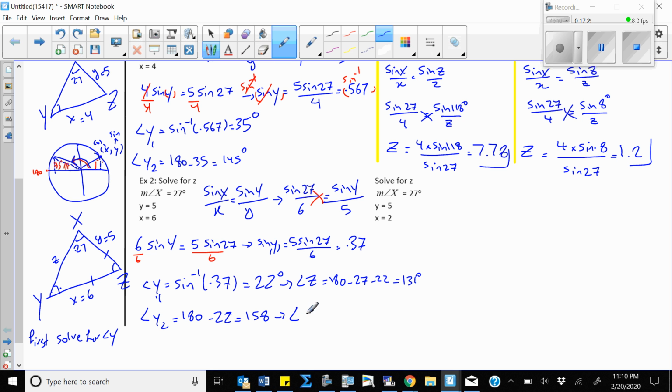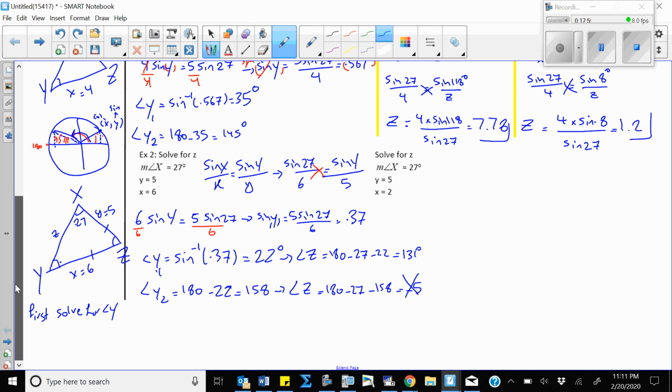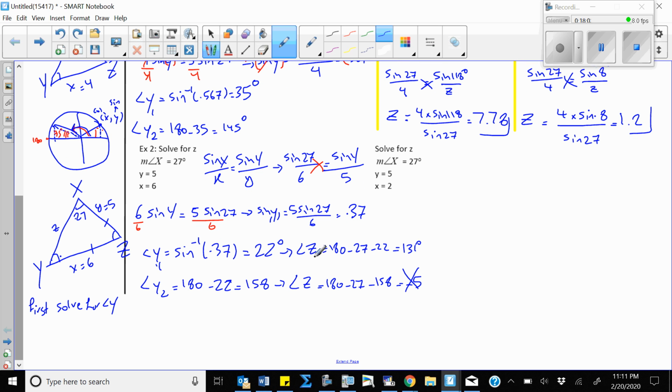And for this one, angle z will be equal to 180 minus 27, which is the x, and minus 158, our new y. So if you find this, you're going to say that this is equal to -5. And there's no way that we have an angle in our triangle that the measure of that angle is equal to -5. This is not possible. So we say this is not acceptable. 131 is the only answer that we can accept. So we're going to take this angle z and use that to find side z.